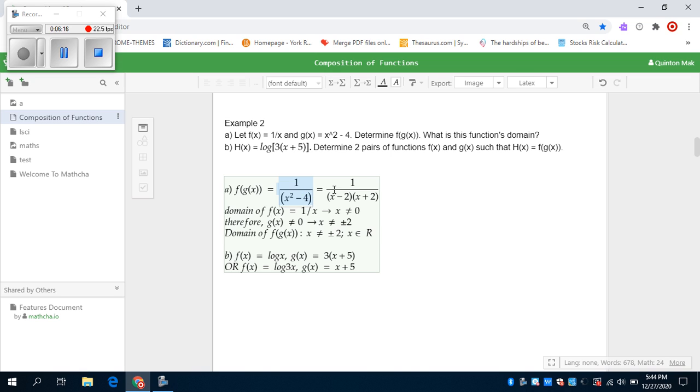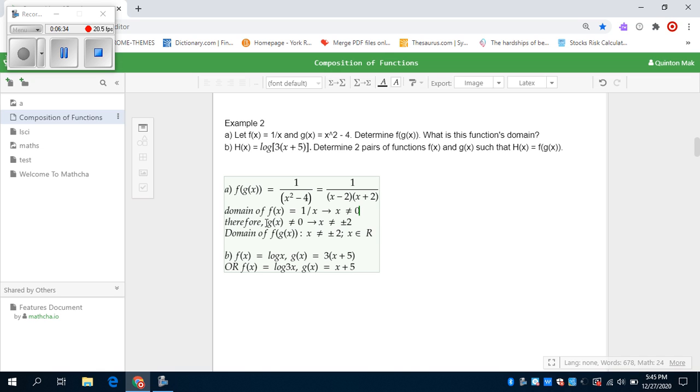And again, we can factor the denominator. The domain of f of x, which is 1 over x, is x unequal to 0. So that means that g of x cannot be 0.